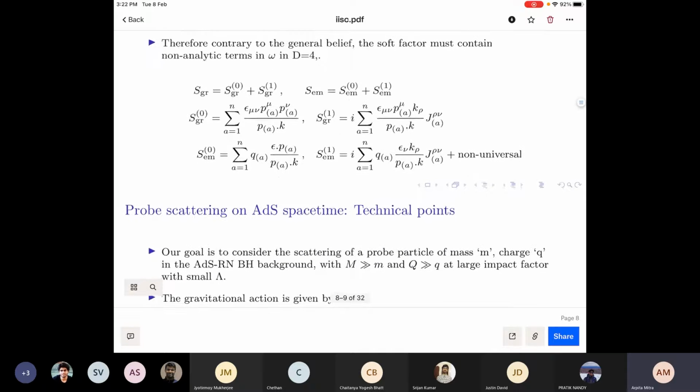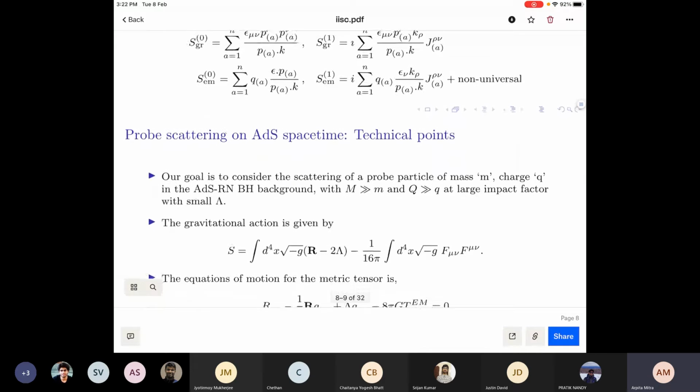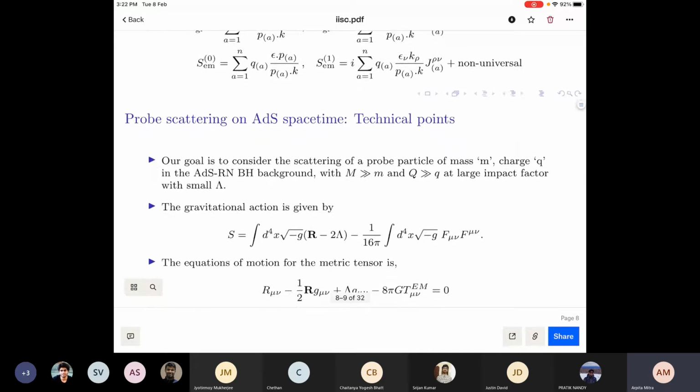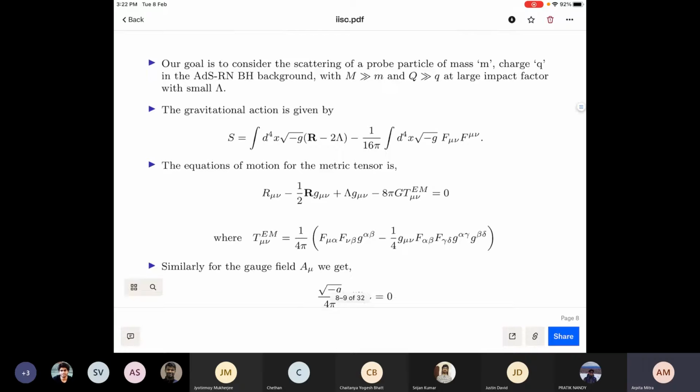So now I will concentrate on our work. Whatever we have done first, we consider a probe scattering on AdS space-time. So we consider an AdS black hole space-time. In our first work, we consider an AdS Schwarzschild black hole background, and we calculated the soft graviton factor. And then we carried out the calculation for the AdS Reissner-Nordström black hole background.